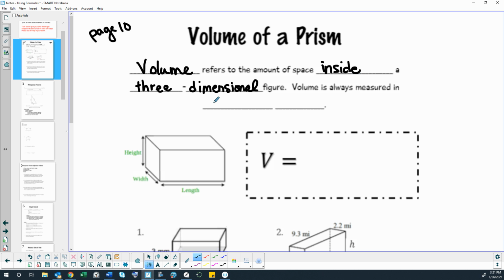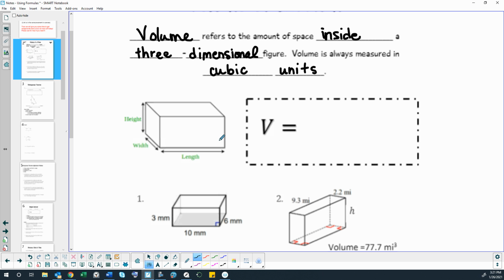Volume is always measured in cubic units. So instead of just length and width, we have a length, a width, and a height. And all we have to do to find the volume of a rectangular prism, like a box, is to multiply those three lengths together. So length times width times height.